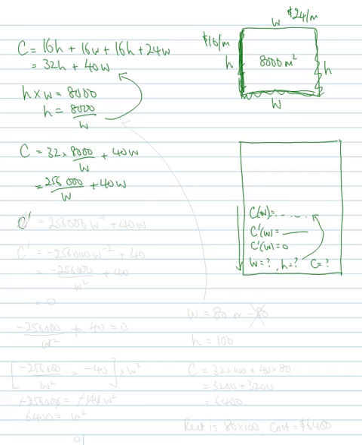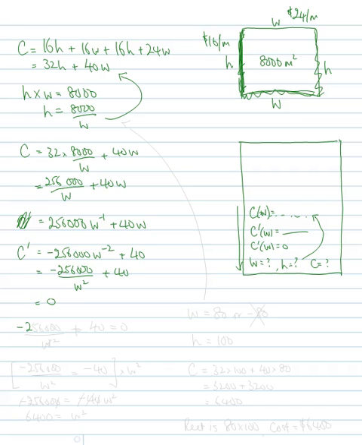Okay, so let's differentiate. So how would you differentiate this? Well, I would write it out first as W to the minus 1. Okay, and then for the derivative, bring the power to the front as you normally do, subtract 1 from the power, and the derivative of 40W is just 40. Okay, so the derivative is minus 256,000 over W squared plus 40. Okay, now we set that to 0.